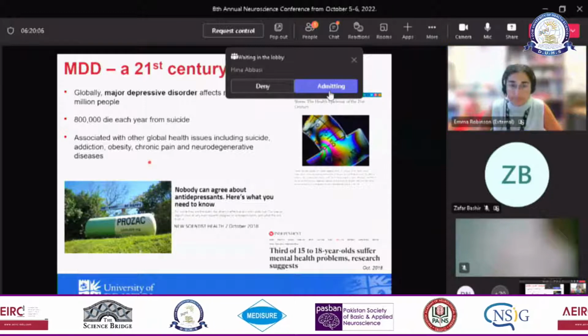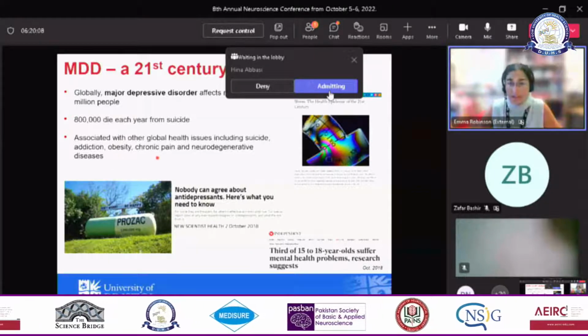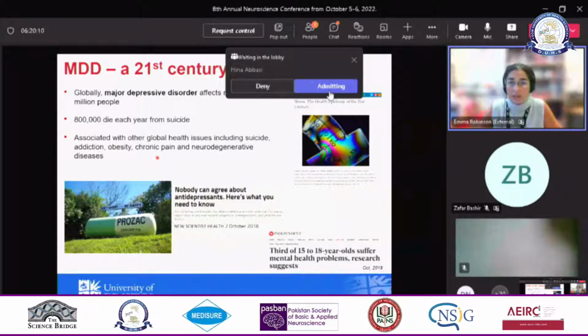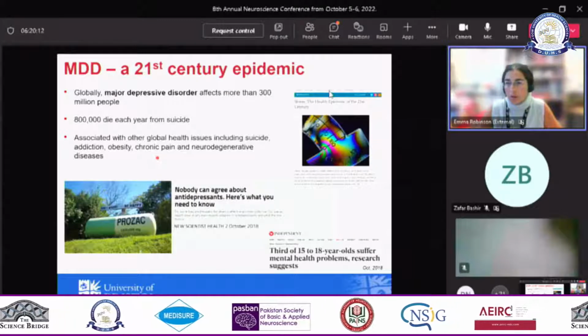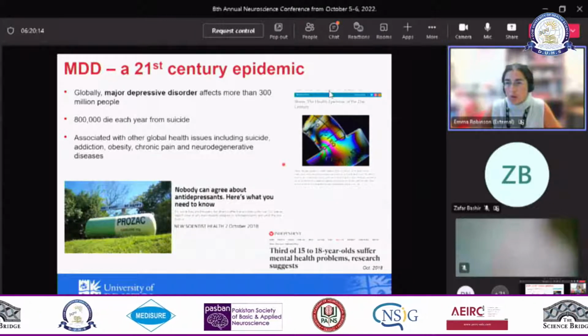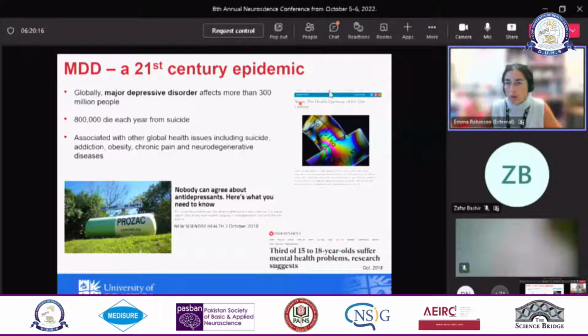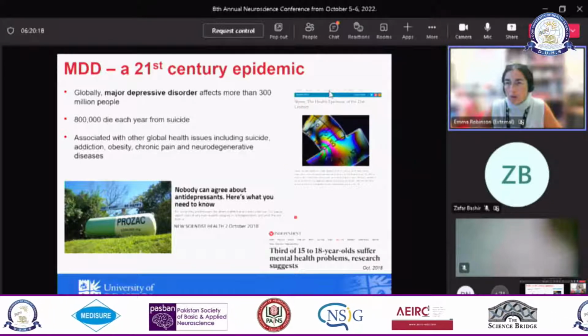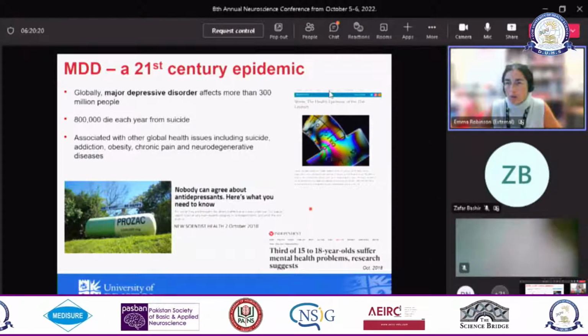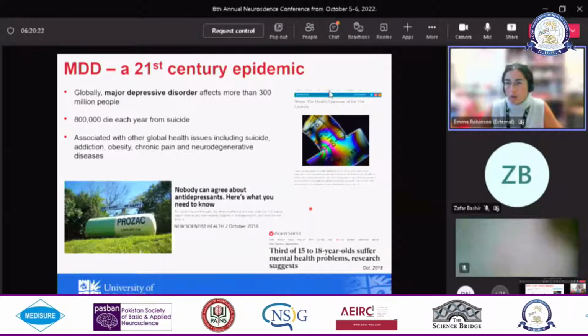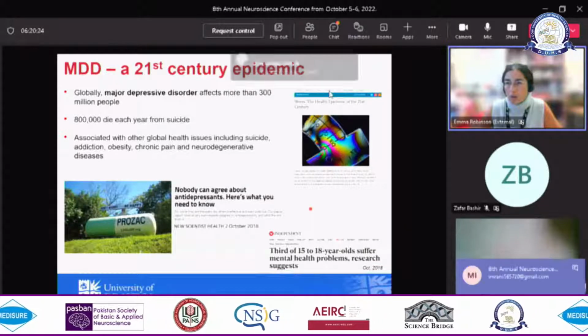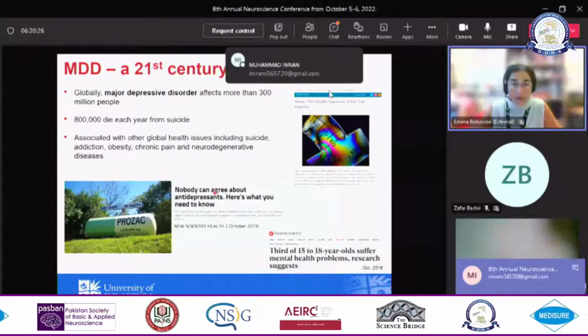The other thing that I think is really challenging about this disorder is that we talk a lot about stress and we talk about the links and early life adversity and these potential factors that cause depression, but actually we still don't really know why it develops. And nobody can even really agree about the antidepressant drugs.